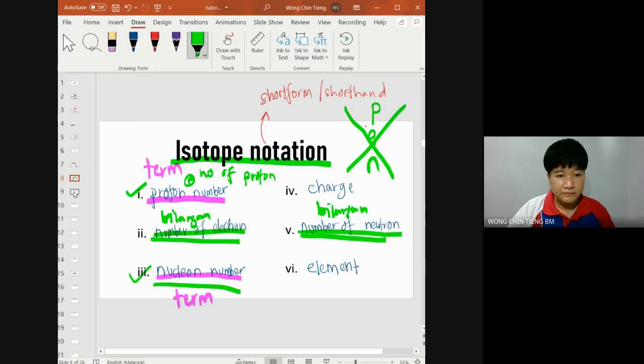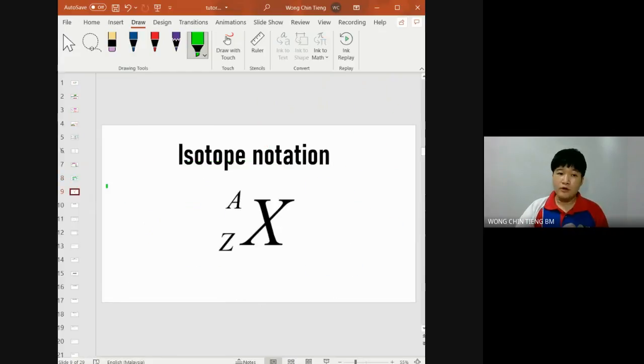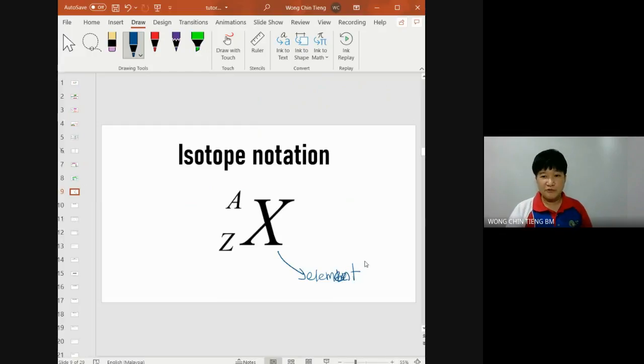Alright. So we have 6 things that we can know from an isotope notation, where your isotope notation generally looks something like this. So yang paling senang saya jawab lah. That is my element. Alright, element. Okay, and then we move to the girls.